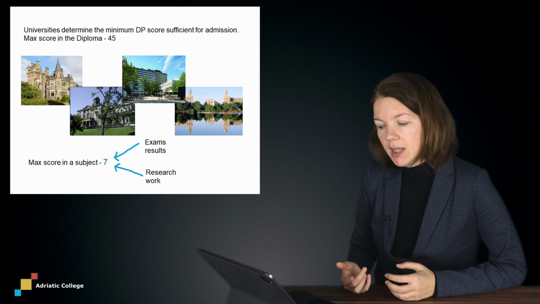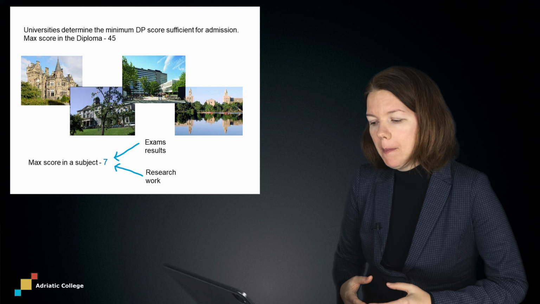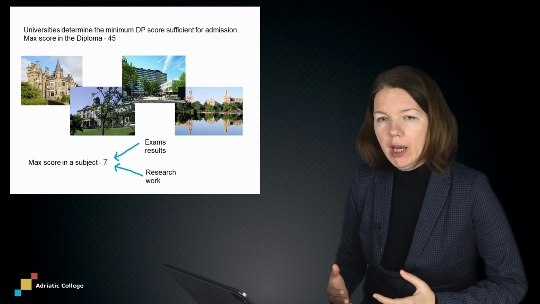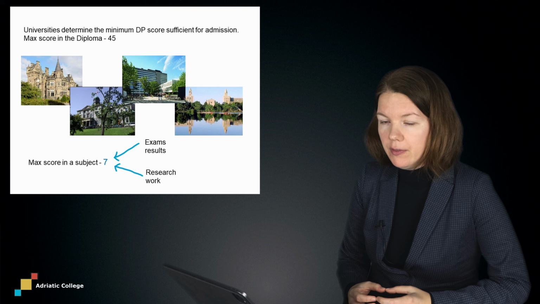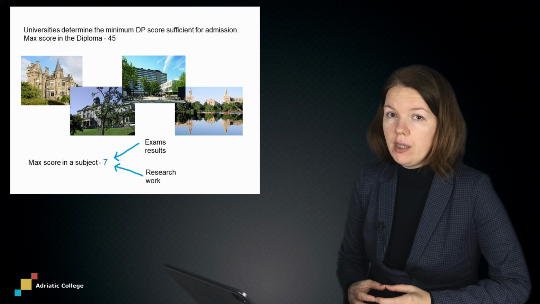And then there are some universities that say, okay, we accept students who have 38 and more points in their diploma. And others say, we accept students who have 34 points in their diploma. Still, some say, we are happy with students who have 28 points in their diploma. But an important thing to understand is that the diploma itself is issued only if the total score in the diploma is not less than 24.